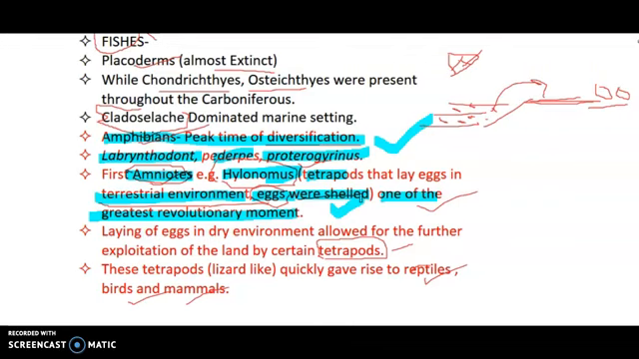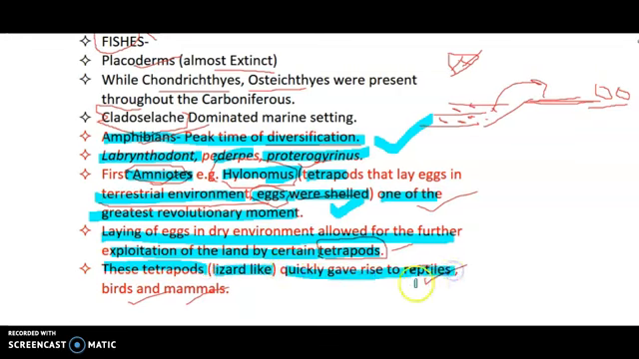So this was a huge leap forward in the evolutionary history of mammals and all other animals that would come during the later part of the geological time scale. Laying eggs in the dry environment allowed for the further exploitation of land by certain tetrapods, and these lizard-like tetrapods quickly gave rise to reptiles. Due to these shelled eggs, these reptiles would then give rise to birds and mammals.